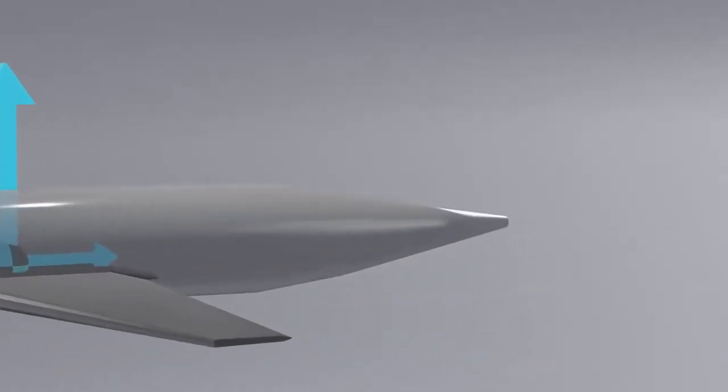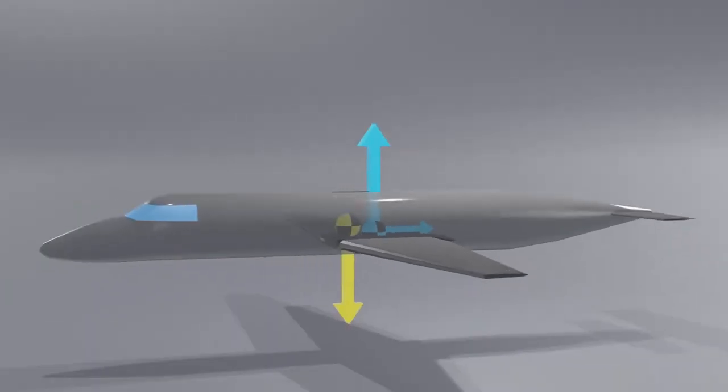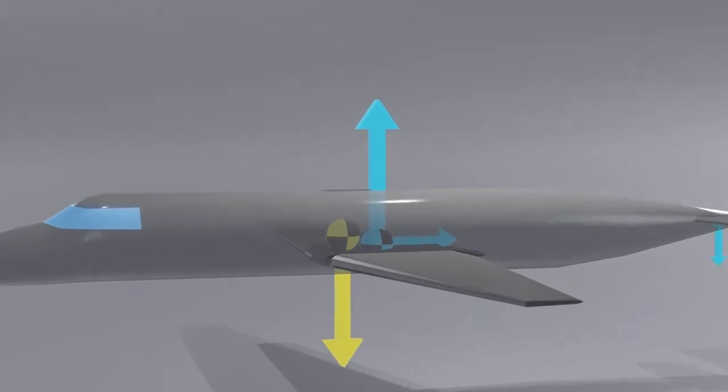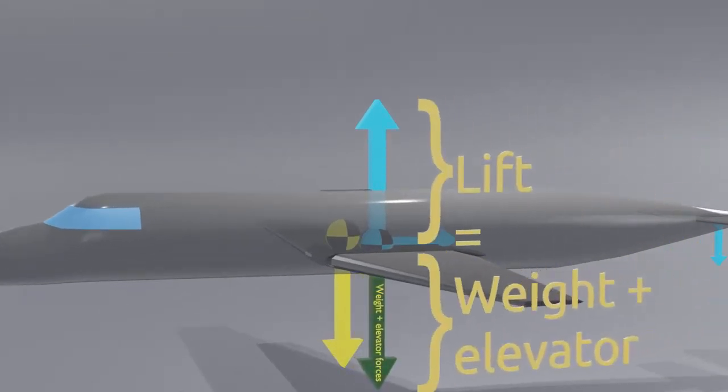So what's the solution? Add an elevator at the back to adjust and control pitch. To keep the nose level, which way should the elevator push? Down. Exactly. Now that the total downward force from the weight and elevator is equal to the upward lift force, we can maintain level flight.